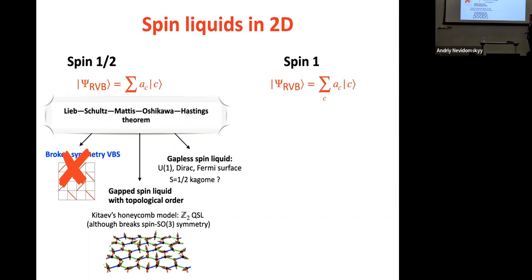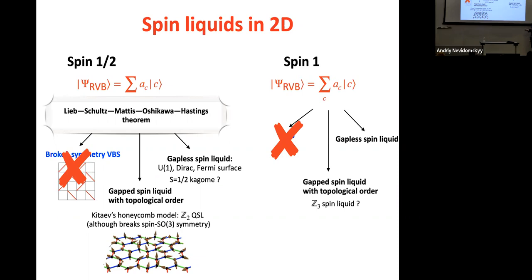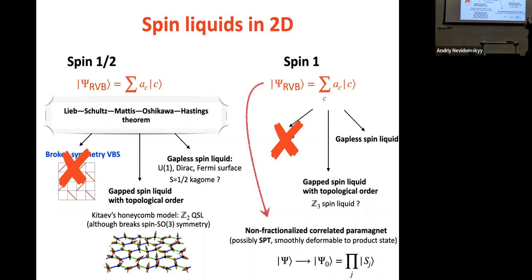Now, spin one systems can have all of those ingredients too. It could also be a valence bond solid, which we don't want. It could be a gapless spin liquid. It could be the one with topological excitations, but spin ones can evade the theorem because they're not subject to it. And in fact, you could end up with a so-called non-fractionalized correlated paramagnet, which is none of those possibilities that are only possible on the left.